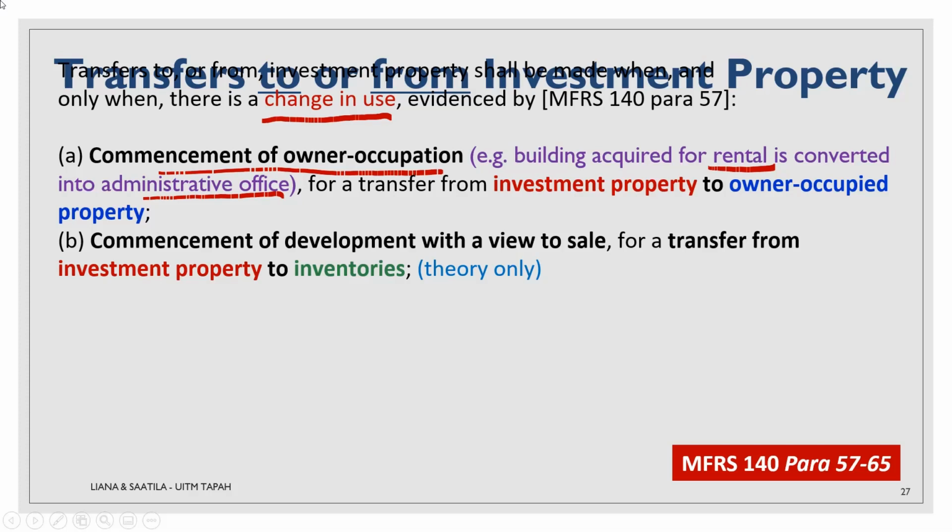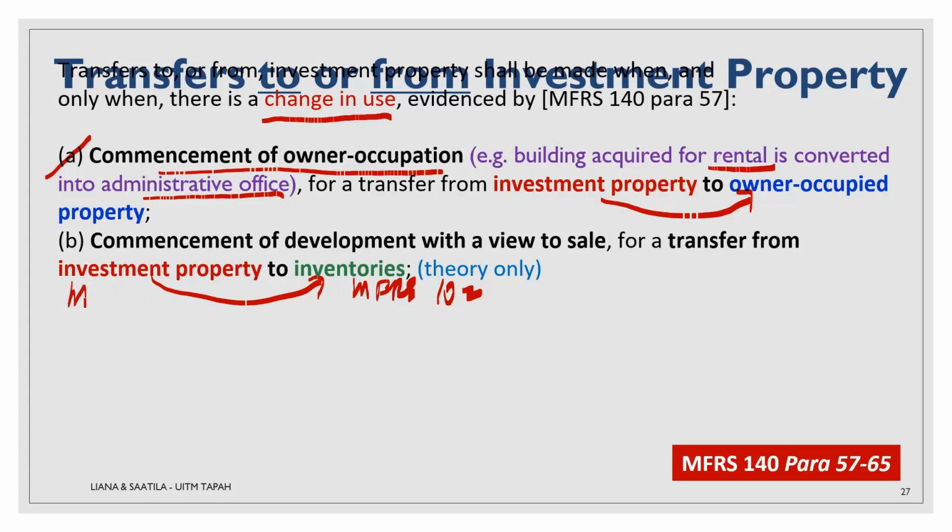And then there is a commencement of development with a view to sale, where there is a transfer from investment property to inventories. You now decided to sell your building that you have constructed, for example, in the ordinary course of business. So this will involve MFRS 102. So we just focus on the theory part for the second one, and we are going to go into the accounting treatment for the first one.